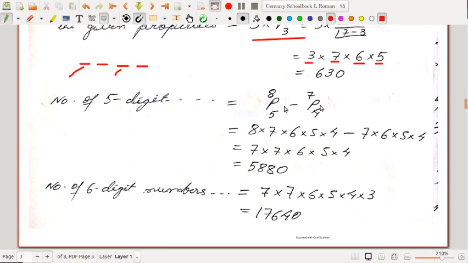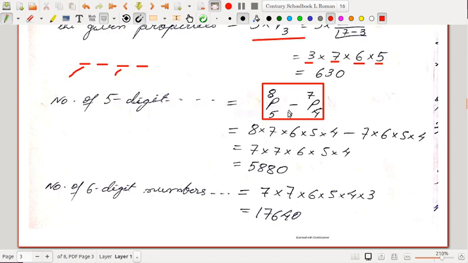It's 630. The number of 5-digit numbers having the same properties will be 8P5 minus 7P4, because there are 8 digits. 8 digits can be arranged in 5 places in 8P5 ways, but out of those arrangements there are some where 0 appears in the first place. We have to remove those arrangements. That is why it's minus 7P4, because keeping 0 in the first place, the other 4 places can be arranged in 7P4 ways.